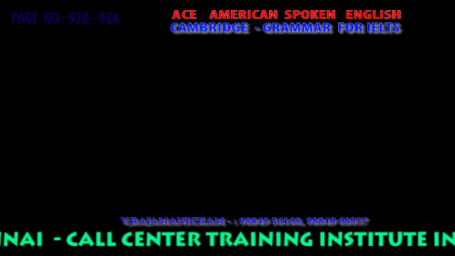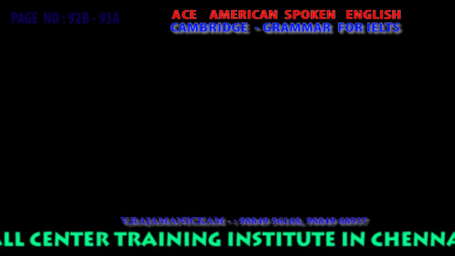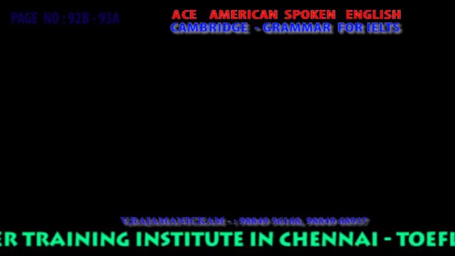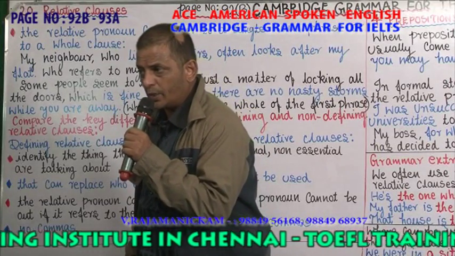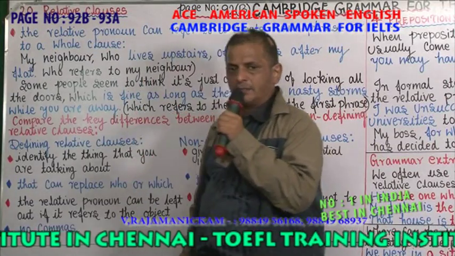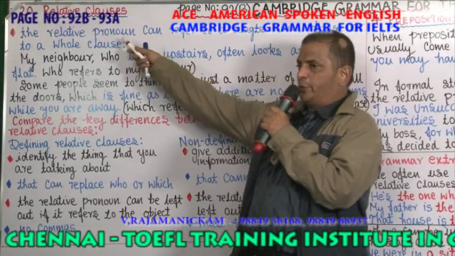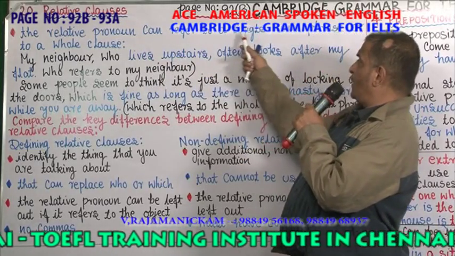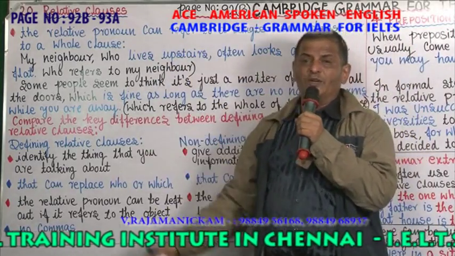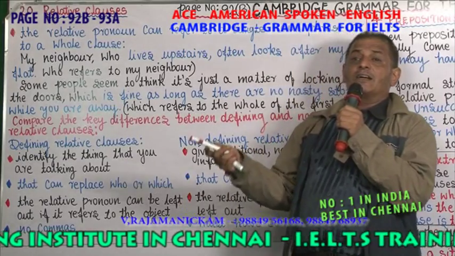When it comes to relative pronouns, who, when, which, where, what, that, when it comes in between the sentence, it can refer to a single noun.